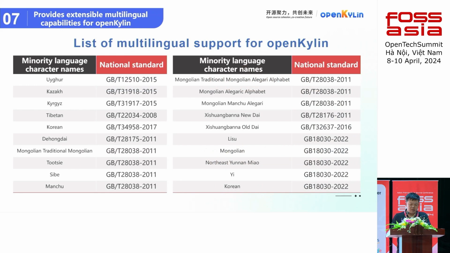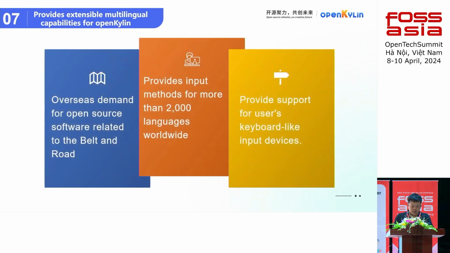Below is a list of openKylin multi-language support, including 20 minority languages, such as Tibetan, Korean, and so on. There are also 10 national standards supported, such as GBT 12510 2015, GBT 31918 2015, and so on.